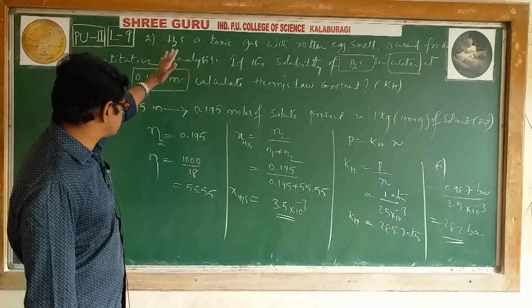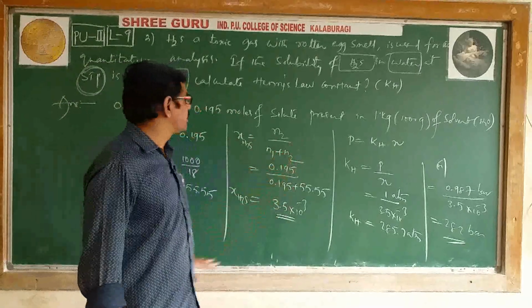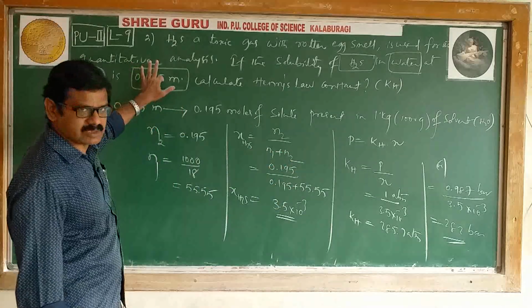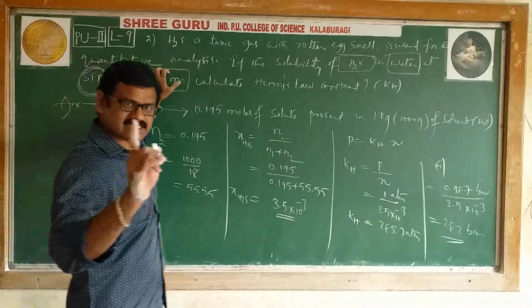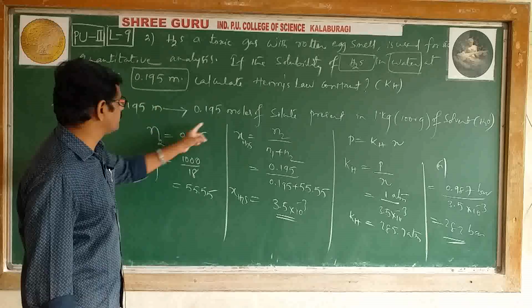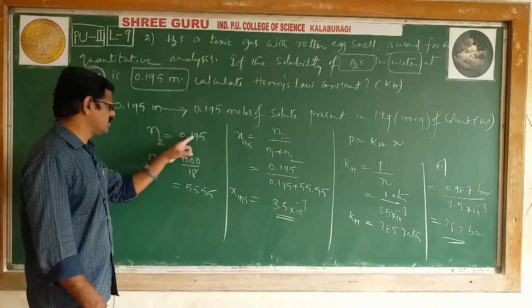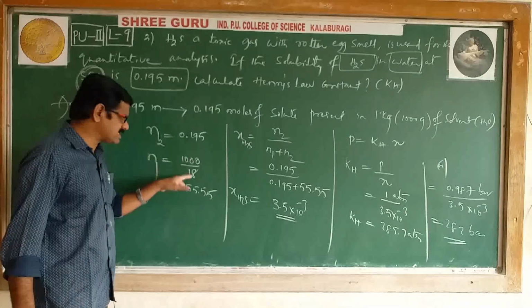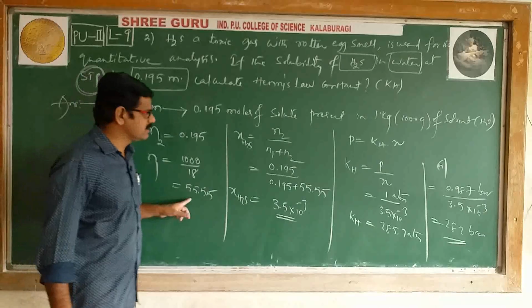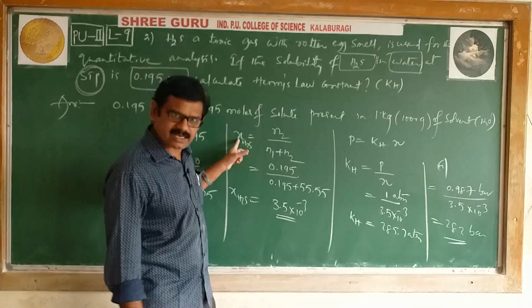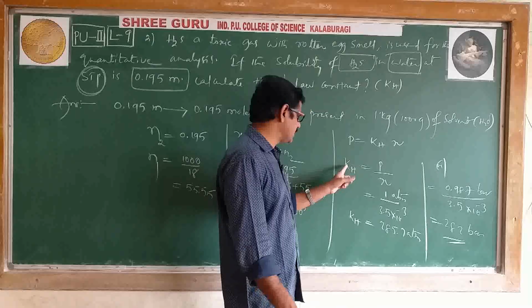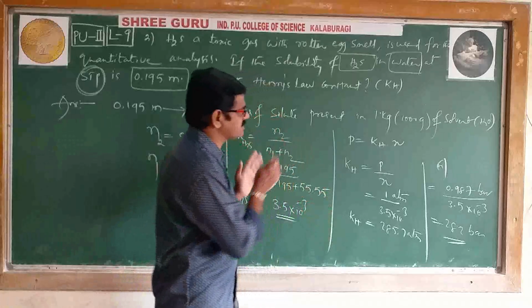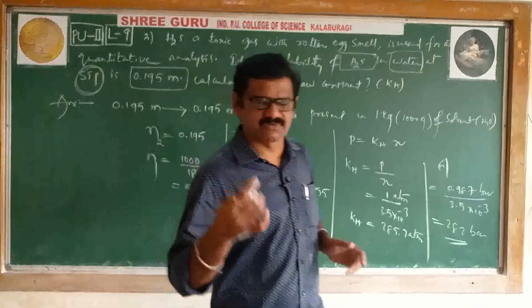This is the question and its solution. Here the hint is 0.195 molal. This many moles of solute are present in 1 kg of solvent. That only we have written here, means moles of solute available. Moles of solvent, by mass by molar mass, we have calculated, and with that mole fraction calculated, because once you get a mole fraction, KH value we can calculate. This is the question. Okay, next question we'll see.